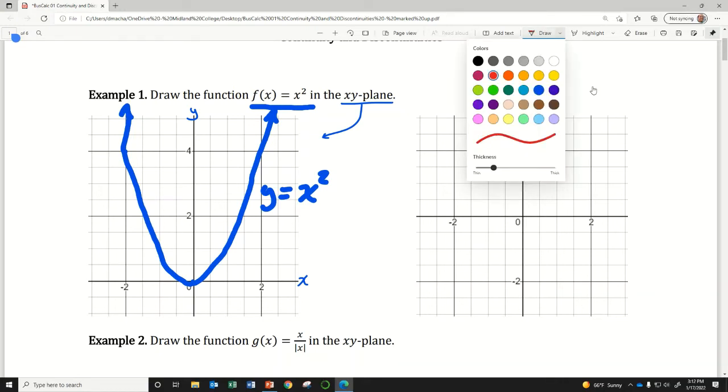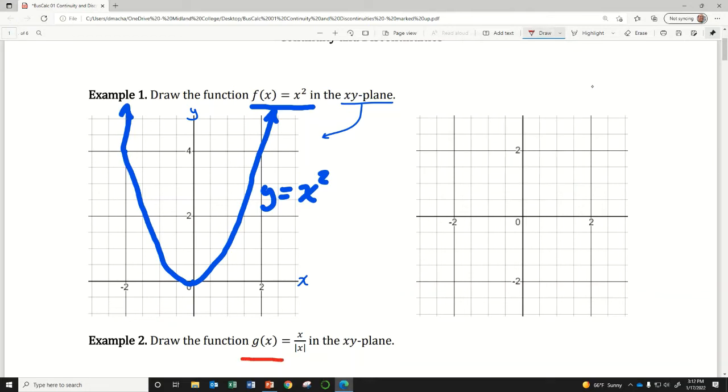And down below, it says, example 2, draw the function g of x is equal to x divided by absolute value x in the xy plane. We'll use this plane over here. So here's my x-axis, my y-axis. And let's evaluate what this would be if x were equal to 1. Well, if x is equal to 1, this would be 1 divided by absolute value of 1, so it would be 1.